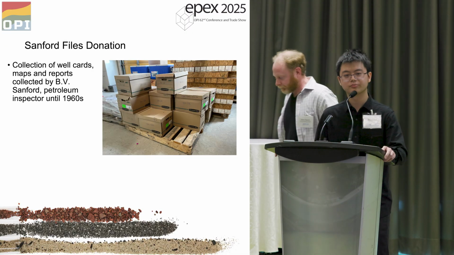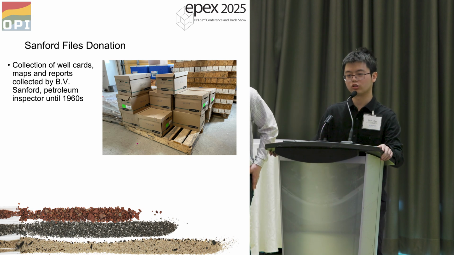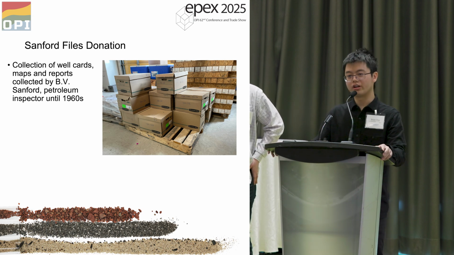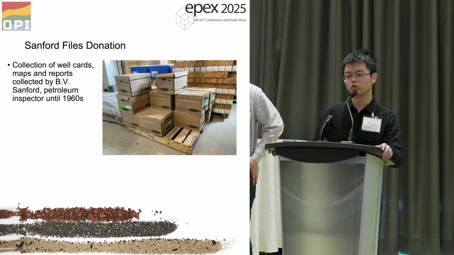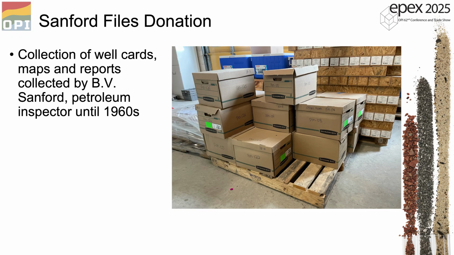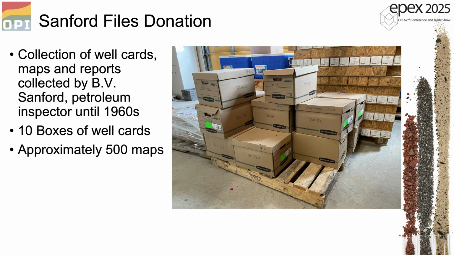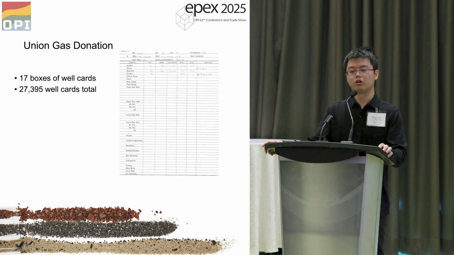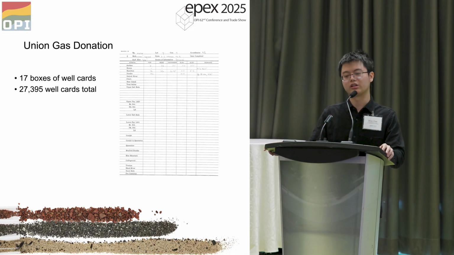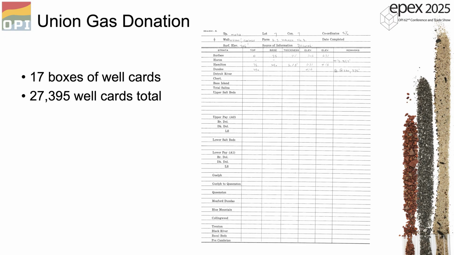Okay, thanks, Matt. Apart from the historical records mentioned by Matt, thanks to the oil and gas industries, the library has managed over the years to obtain more historical documents. Here are some examples. This is the Sanford Files donation, which was obtained recently. In this collection, there are 10 blocks of well records and also 500 maps, or about 20,000 well cards. There's also the well record collection donated by Union Gas, which contains more than 17 boxes of well cards, about 27,000 well documents.